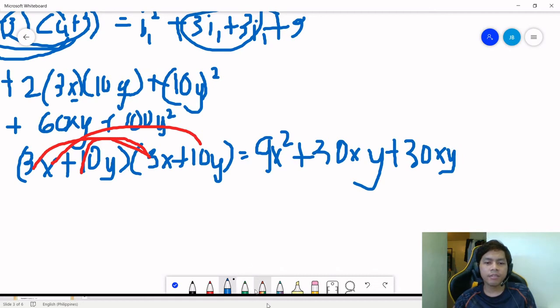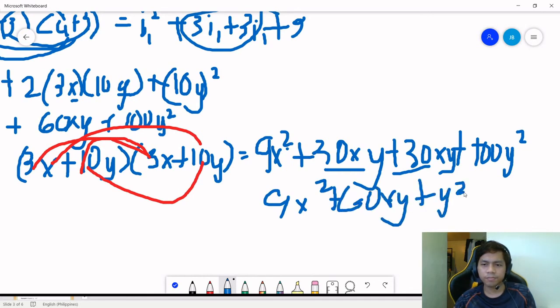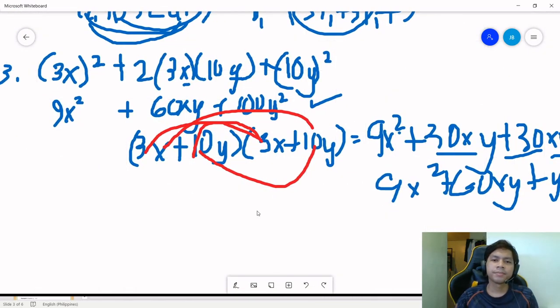And then, for the last term, let's FOIL. So, first, outer, inner, then last. So, 10y times 10y, that's 100y squared. So, 30xy plus 30xy, that's 60xy. So, yes, they are the same. So, check, the same. Alright?